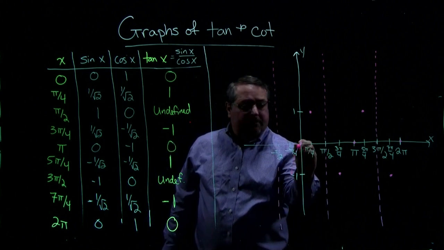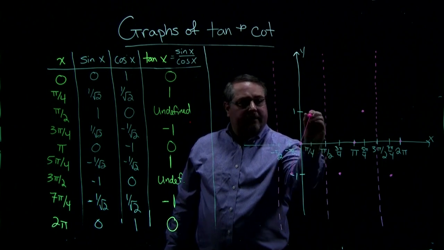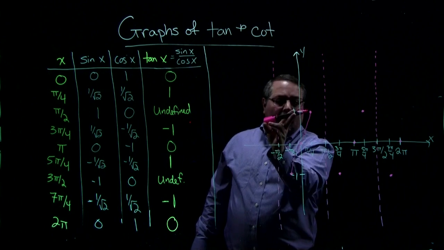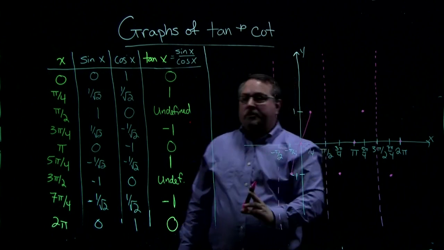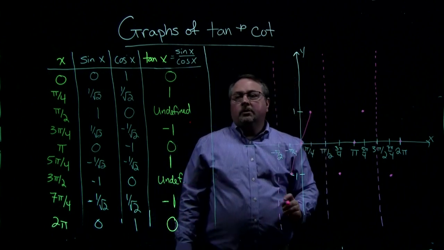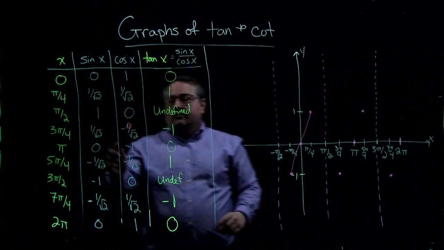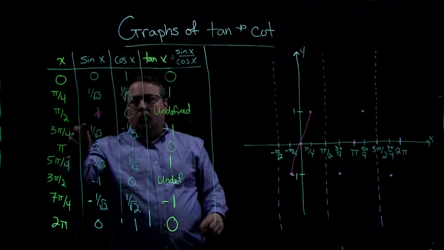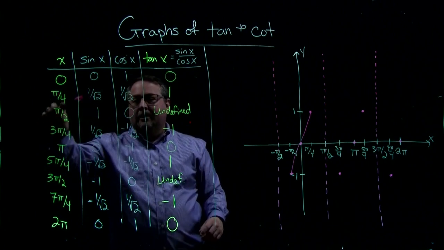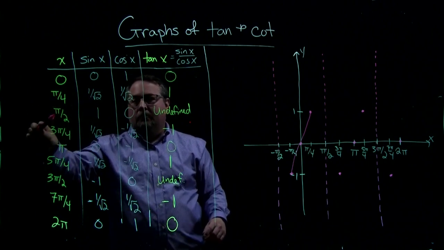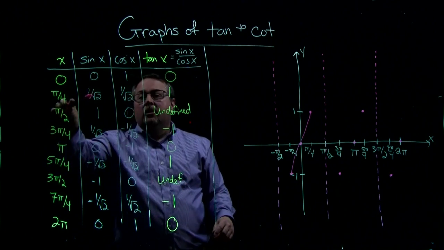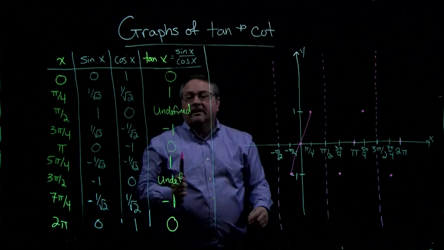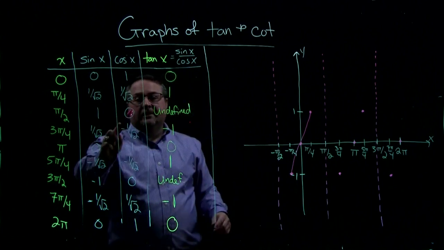So connecting the dots, we start out with something like this. And then we note that as our angle increases and approaches pi over 2, what's going to happen? Well, the sine values are going to be approaching 1. So again, we're increasing our angles between, let's say, pi over 4 to pi over 2. So our sine values are going to increase to 1. Our cosine values are going to stay positive, but they're going to decrease to 0.